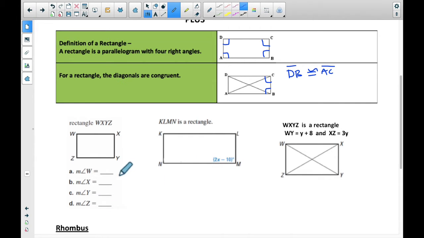Well, this one we just talked about. It's wanting to know all the angles. Well, all the angles are 90 degrees. We just talked about that. So each of those is 90.